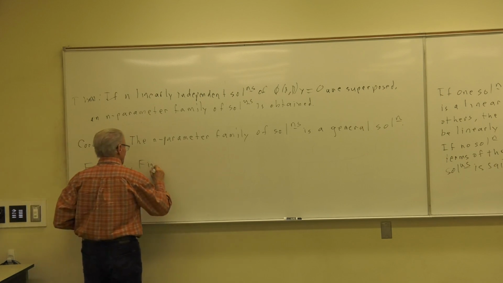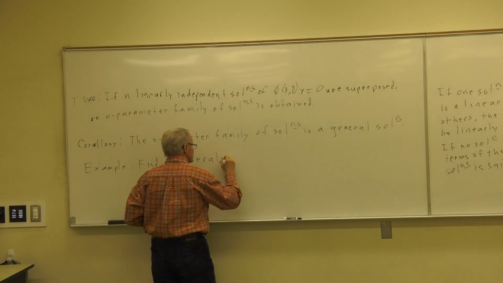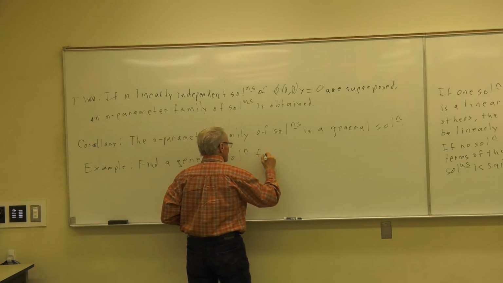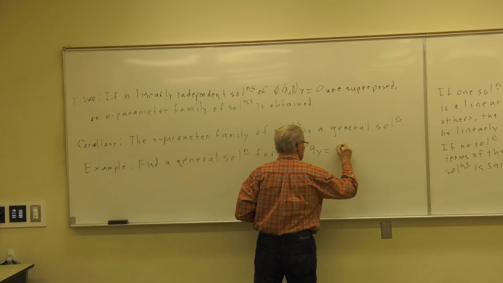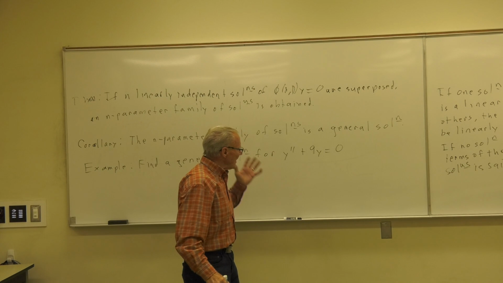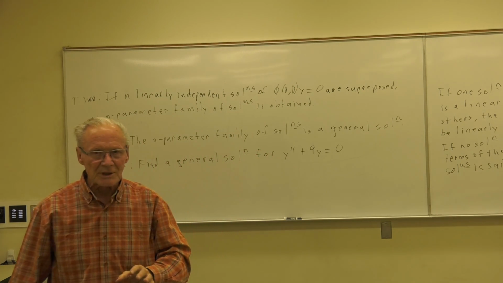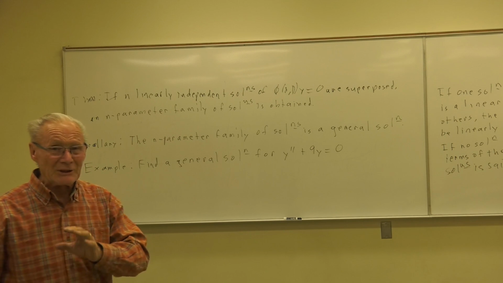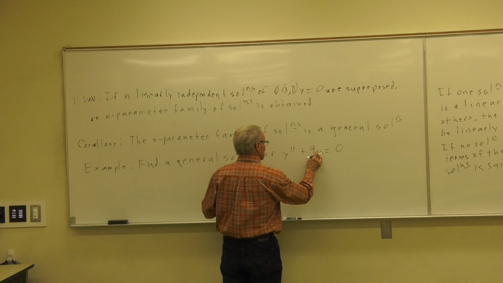Find a general solution for y double prime plus 9y is equal to 0. There. That's linear. That's homogeneous.